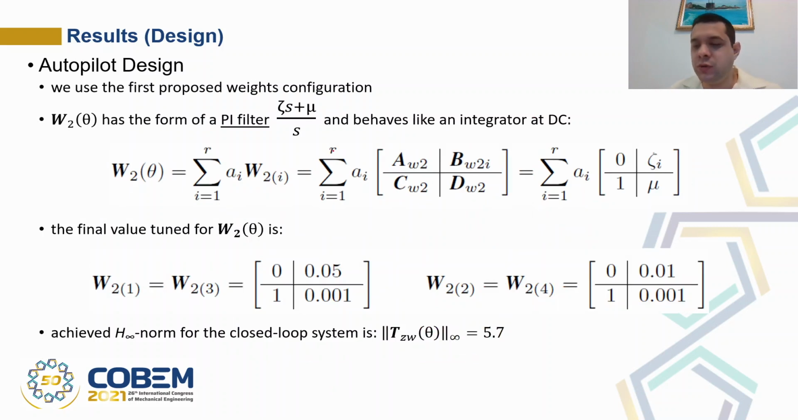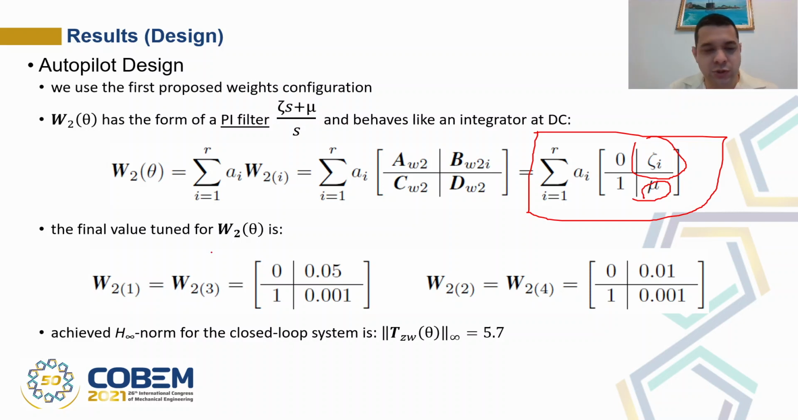We define weight 2 in the form of a PI filter, where this is one state space realization, and the parameters to be set are zeta i and mu. Note that the mu does not change at the vertices because we use the first proposed configuration. We achieve the requirements with mu equals 0.001 for all vertices, and zeta was selected as 0.05 for vertices 1 and 3 and 0.01 for vertices 2 and 4.